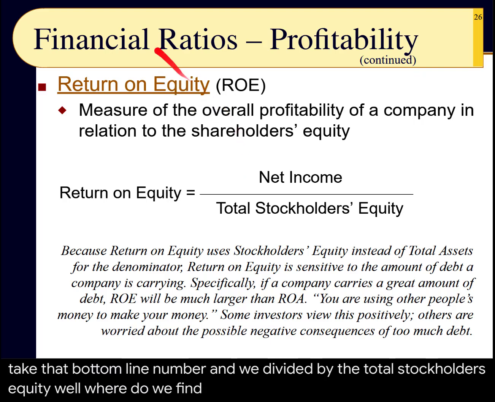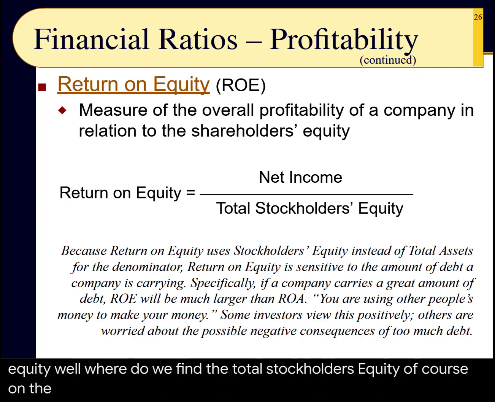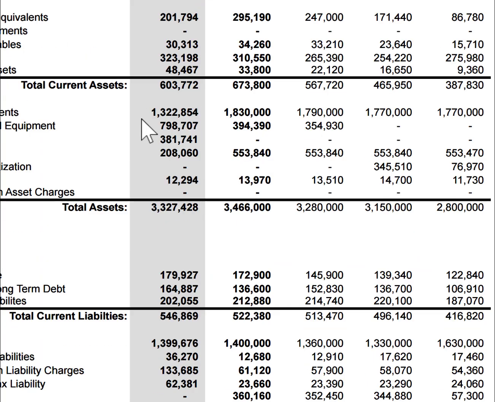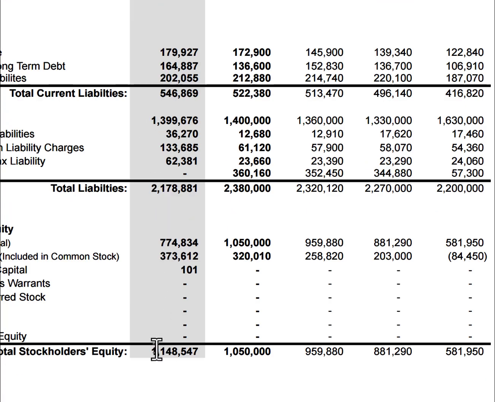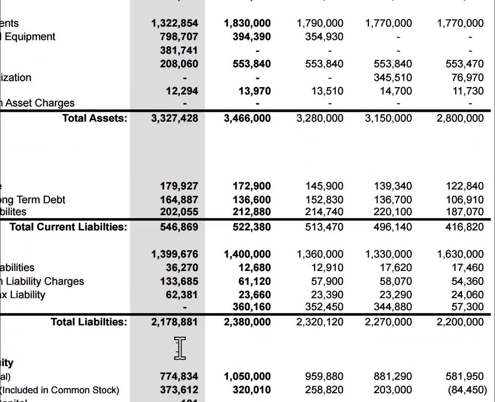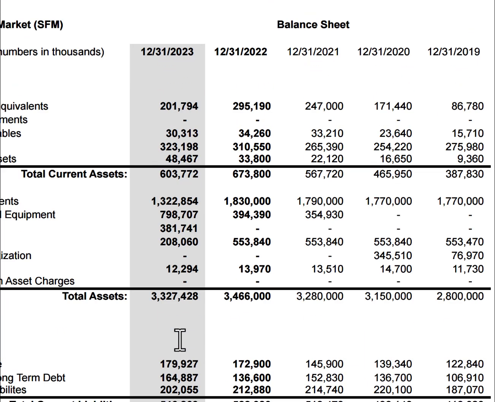Well, where do we find the total stockholders' equity? Of course, on the balance sheet. We run down to the bottom here. And the total stockholders' equity, $1.148 billion, 547, write down the whole thing if you want. And we divide that into that bottom line number on the income statement, the 258 that we saw.